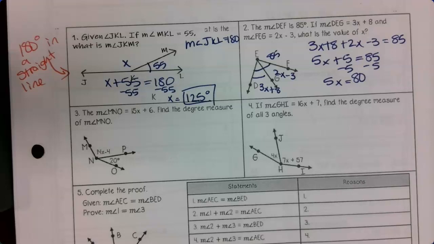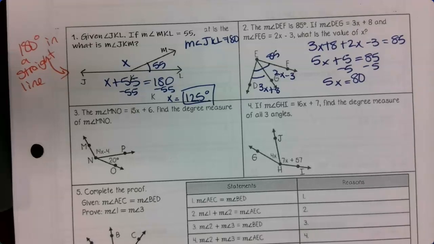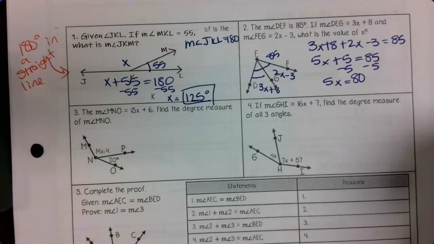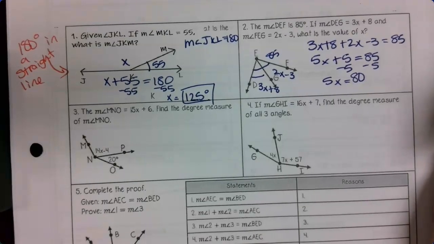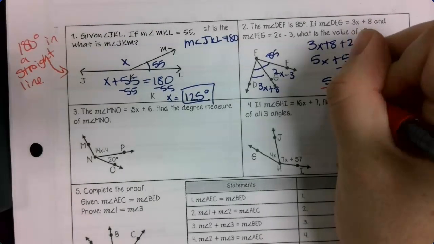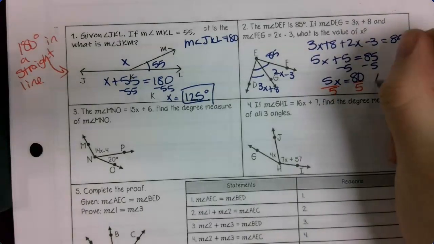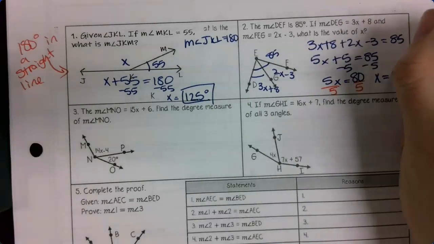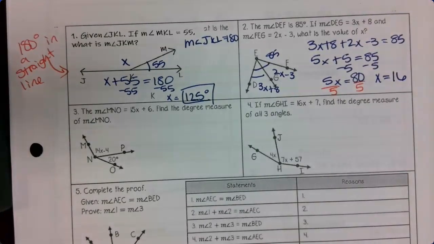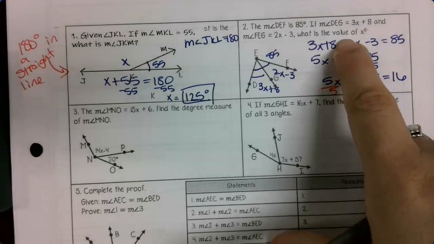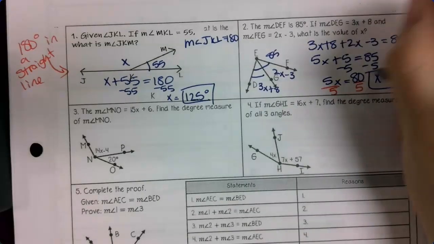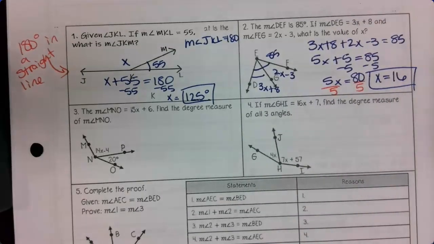Okay, so then to get x alone, I want to divide, and I get x equals, okay, was this question asking for x? Yes, it was. What's the value of x? So I'm done. And because it's asking for a letter and not an angle measure, I don't have to write the degree symbol.